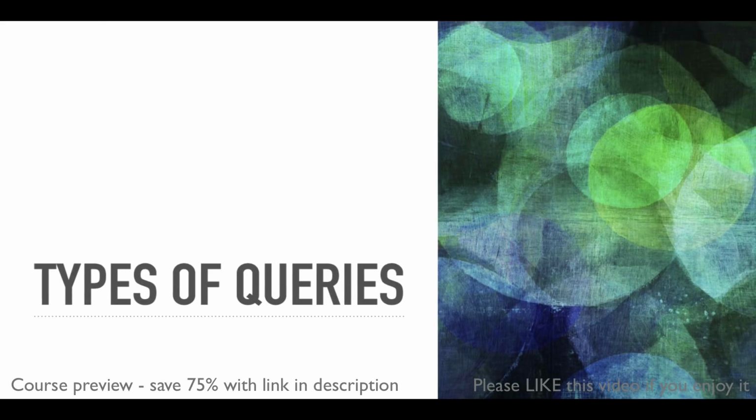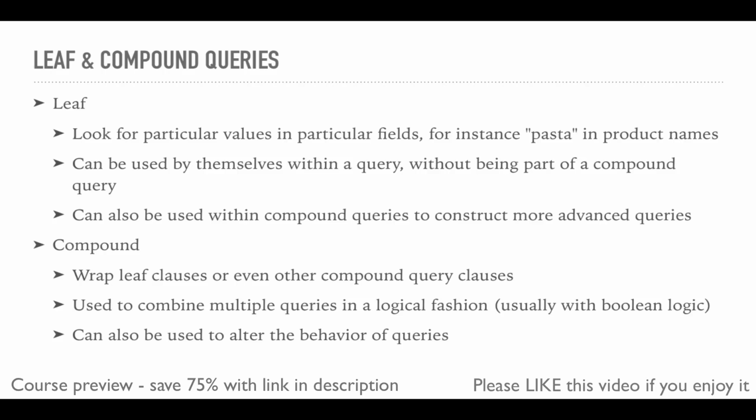Now that I have introduced you to how you can perform searches with Elasticsearch, I will move on to talking about the various types or categories of queries. There are two main types of queries in Elasticsearch: the leaf and compound queries. Leaf queries look for particular values within particular fields. This could be pasta within a product's name field, as in the previous examples.